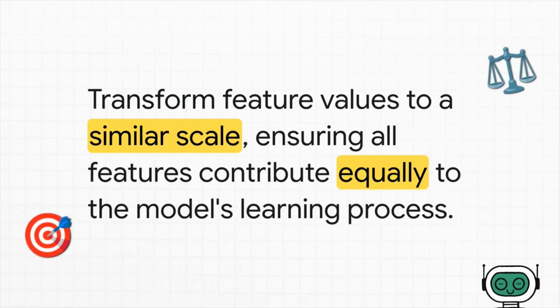So, what's our goal here? It's pretty straightforward, actually. We just need to get all of our features onto a common playground, a common scale. That way, age and salary can both contribute fairly to the model's decisions, based on how useful they actually are, not just how big their numbers happen to be.